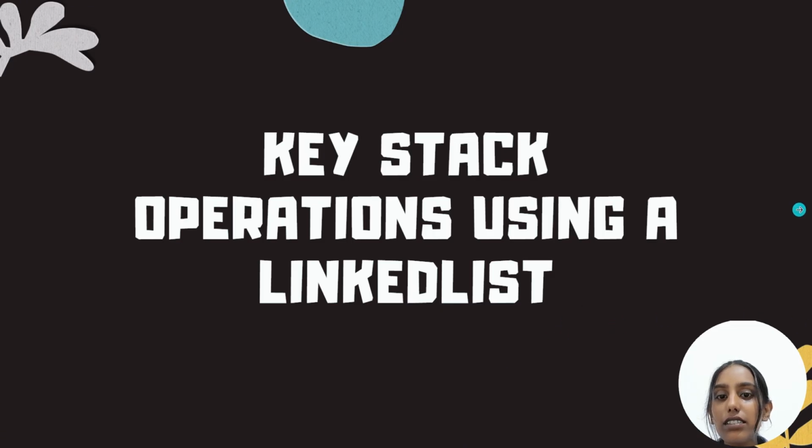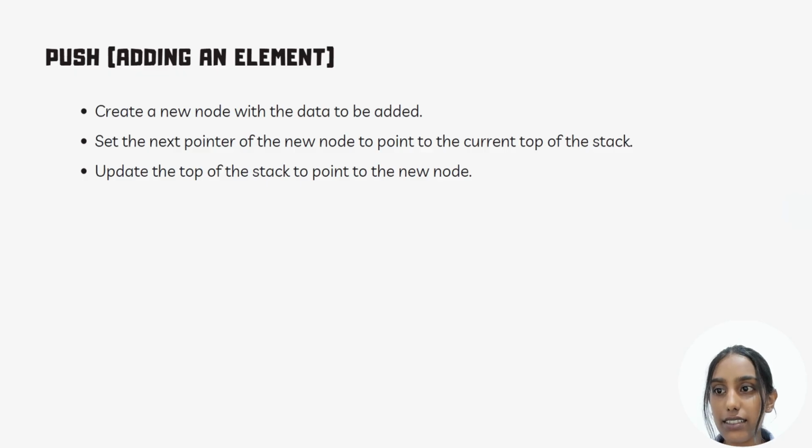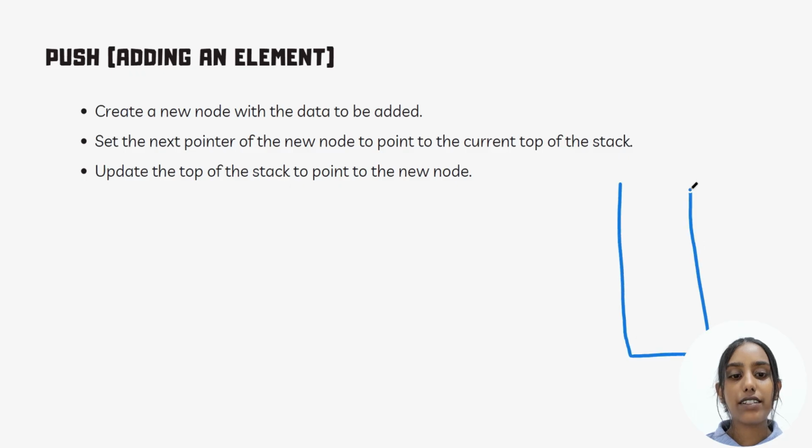So let's look at the operations of a stack using a linked list. As we said, one of the main operations in a stack is the push. Let's take a stack and it has 1, 2 and 3. So 3 is the element at the top of the stack.